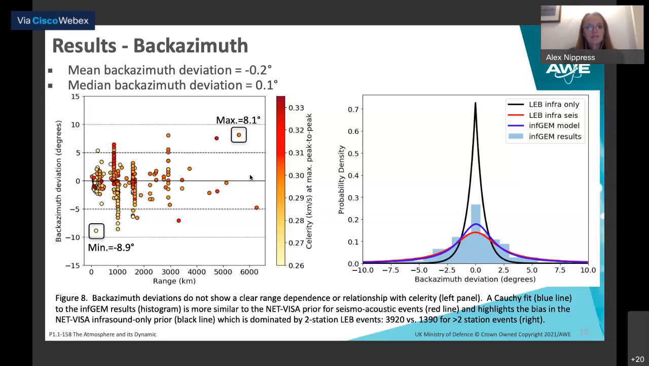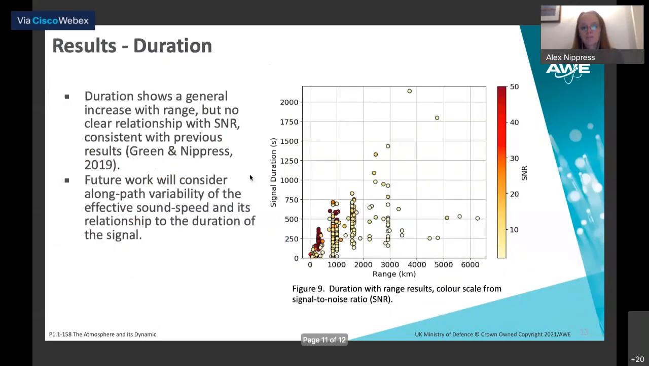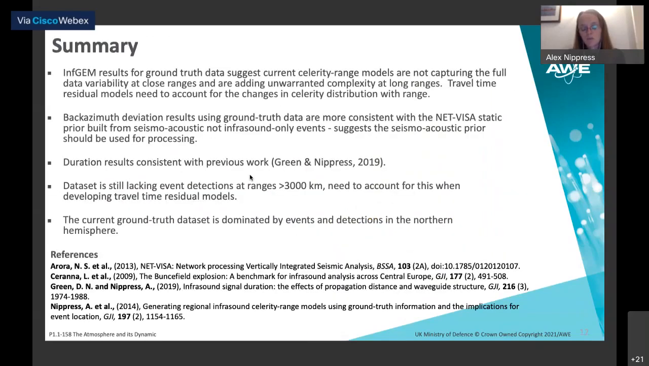So in summary then, our InfGem ground truth celerity range models suggest that the current IDC model isn't complex enough close in and is perhaps adding additional complexity at longer ranges. Our back azimuth deviation results using the ground truth data are more consistent with the NET-VISA prior that's built with those seismoacoustic, not the infrasound only events. There are also some duration results for you to have a look at on the poster as well.